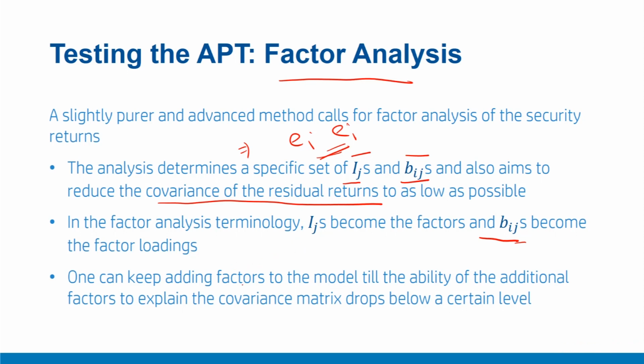Now one can keep on adding factors here, or these IJs, in the model in order to increase the explanatory power of the model so that these factors can explain the covariance matrix, or in simple terms the explanatory power of the model, and decrease the residuals. However, this presents a trade-off in a sense that more and more factors will have lower marginal contribution to the explanatory power, but at the same time may introduce certain noise to the model.